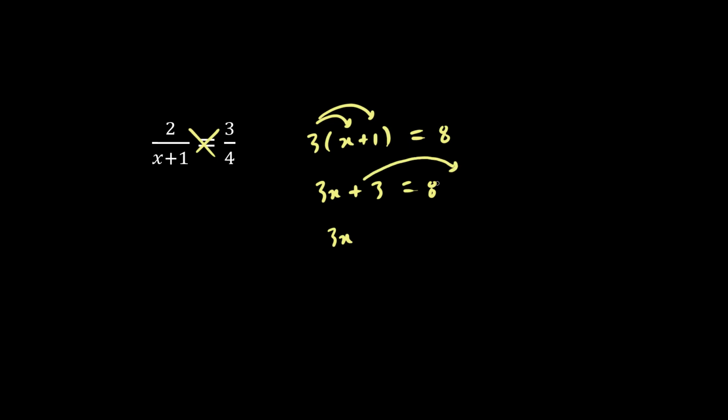3x, throwing the positive 3 over, we have 8 minus 3, which is 5. We divide both sides by 3. We have x equals 5 over 3, which is the answer.